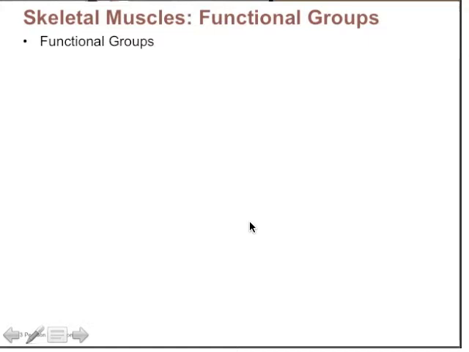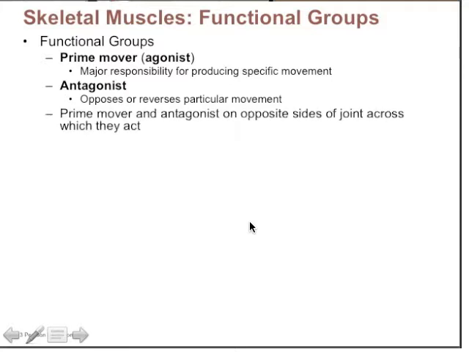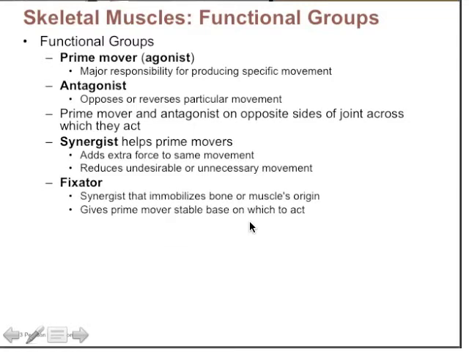So there are different functional groups for muscles. The prime mover has major responsibility for generating that particular action, while the antagonist opposes or reverses that particular movement. The prime mover and the antagonist are usually on opposite sides of the joint that they act on, and we'll get to some examples in just a little bit. The synergist or agonist will help the prime mover. It adds extra force to the movement and it reduces unnecessary movement, while the fixator essentially locks the bone's origin in place and gives the prime mover a stable base across which to act.